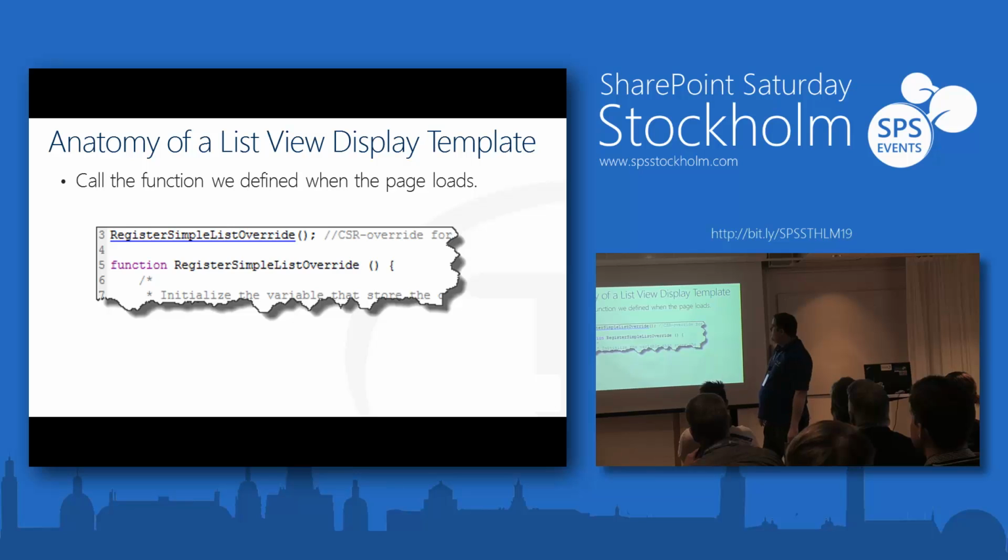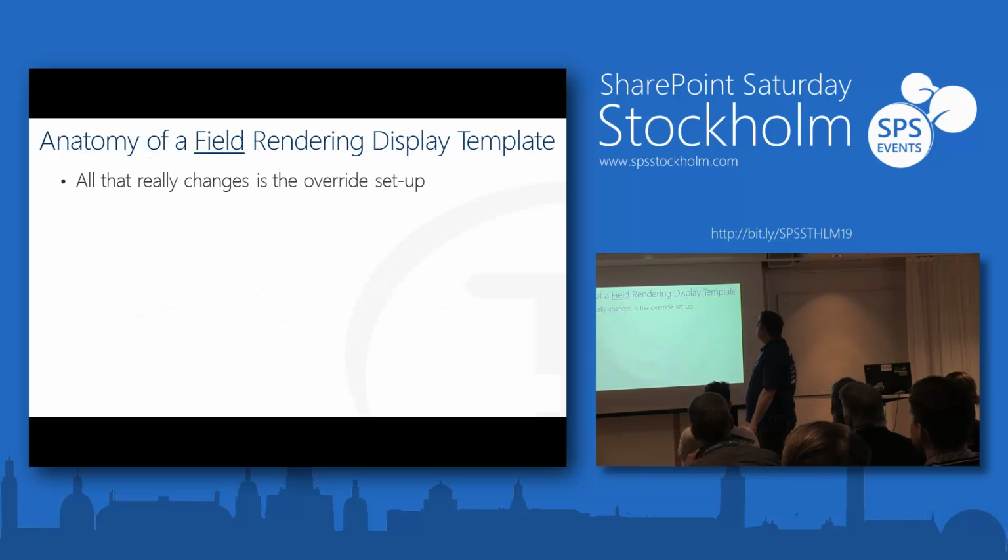So the last thing we do is we actually have to tell SharePoint at the end of our display template, run this register function, and that will call all the stuff we've set up. And then as the page finishes, SharePoint knows, oh, I've got this display template I can use. So that was for a list view. It's slightly different for a field rendering.